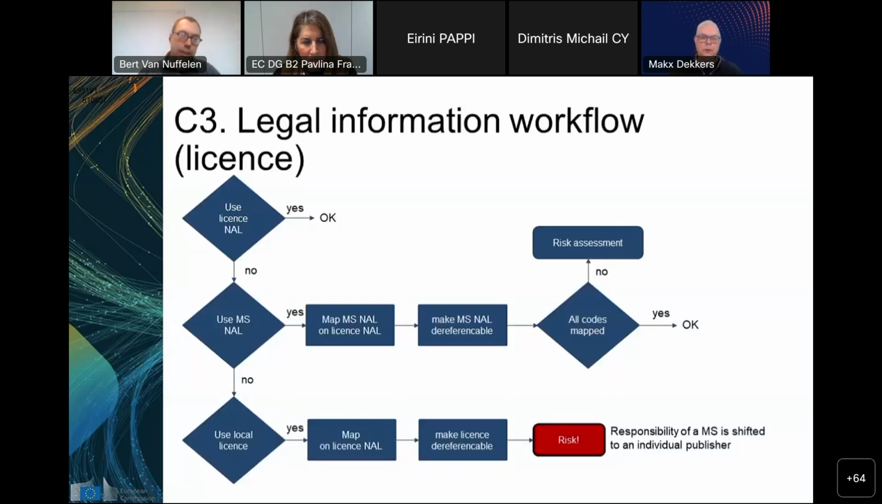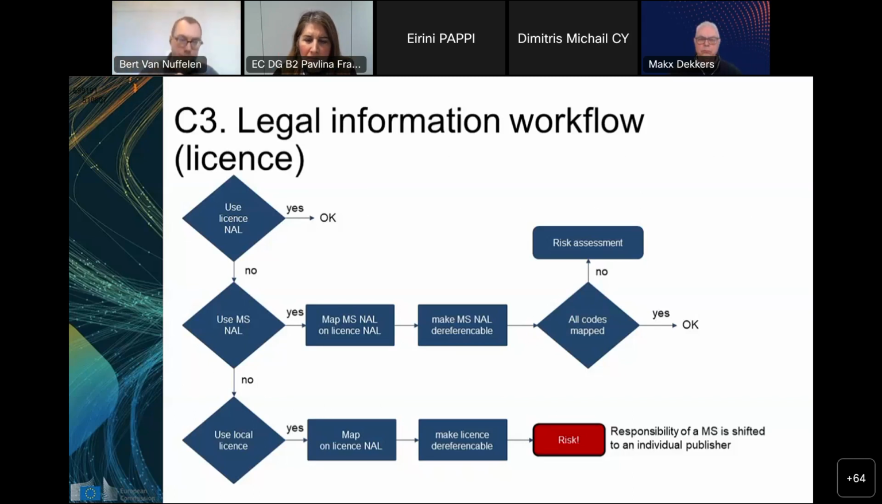So how does this work? I created a flowchart with different cases. Depending on how you work, this could be applicable. The first case is if you have only license information and you start with that, and then it's easy. If you can use the Publications Office controlled vocabulary, the license named authority list, then you should be okay. So we ensure that this is in line and this can work. So if you use that, fine.